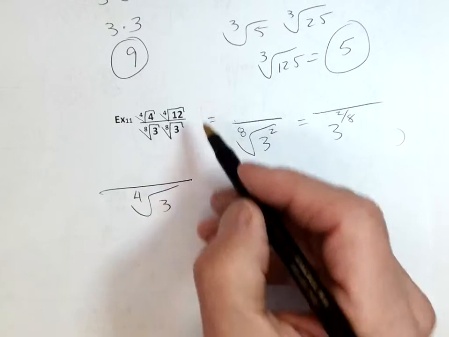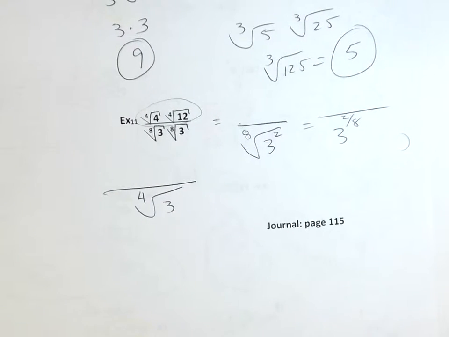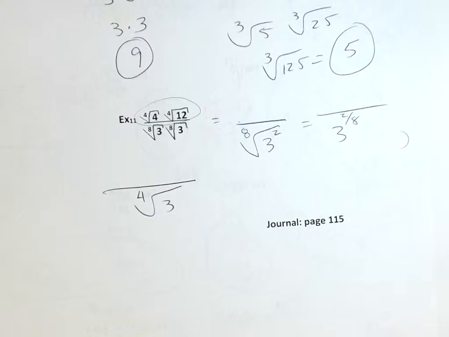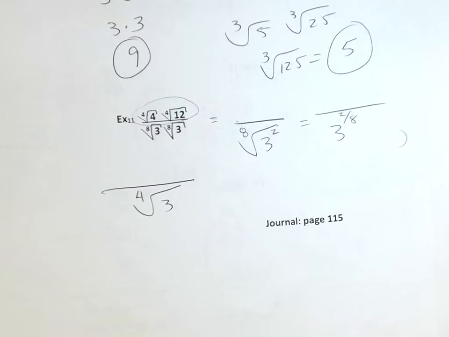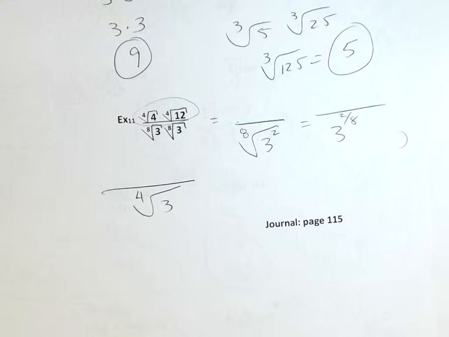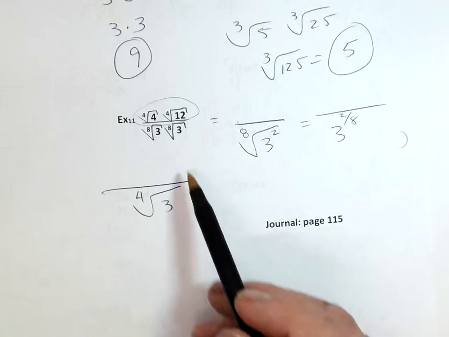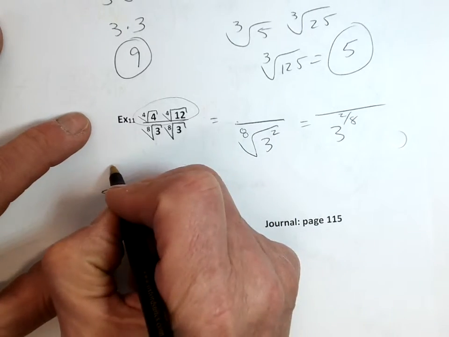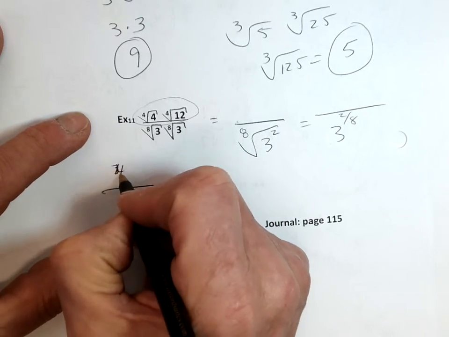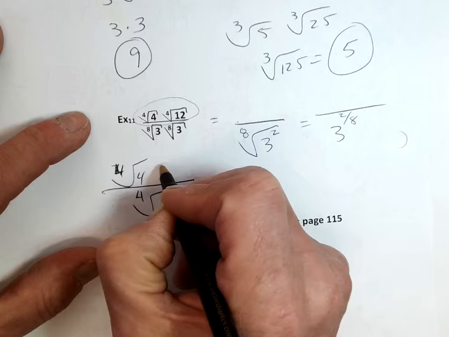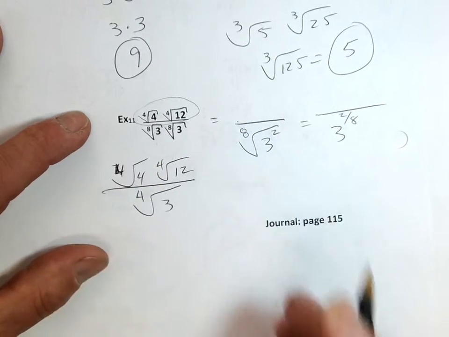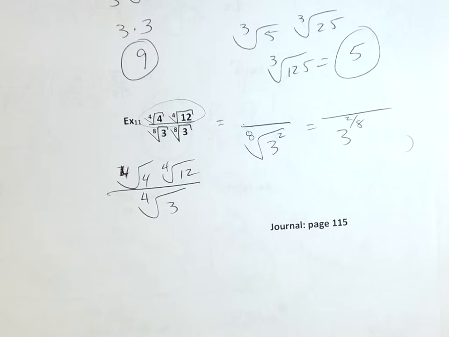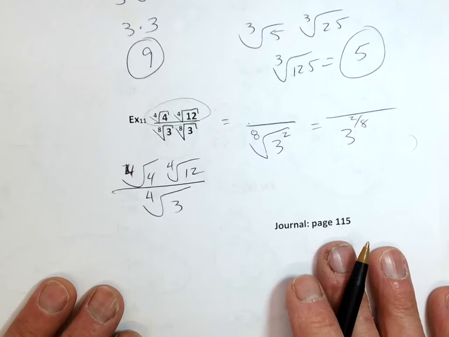How's that going to help me? Well, I've got 4th roots up here, right? Oh, yeah, look at that. That was my motivation: I wanted to make them all 4th roots so I can put them all together, right? So that was my motivation, to get to a 4th root. So I've got a 4th root on top. So let's go. I got a 4th root of 4 times a 4th root of 12. Okay? All right, now what? I'm going to get a 4th root of 48.